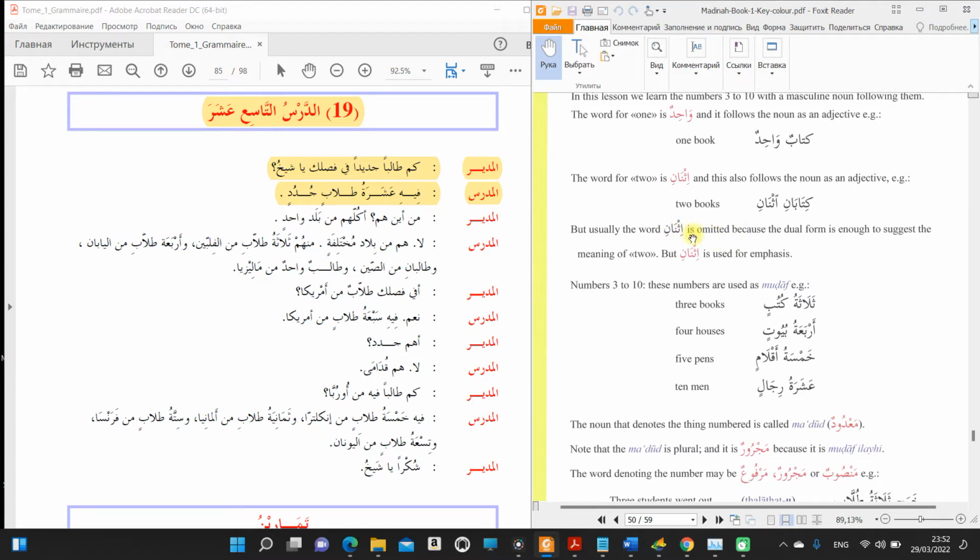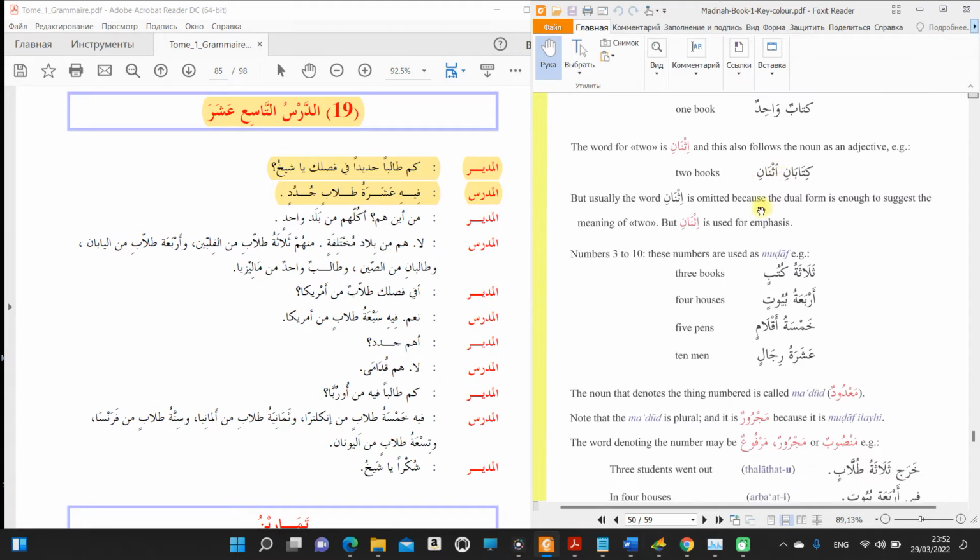But if it stays, it's usually used for emphasis. For example, if you want to say just two books, you will say kitabani, and that's enough. But if you want to put an emphasis that it's two books, not 3, 4, 5, or 6, you'll say kitabani ithnani. So it's used for emphasis.